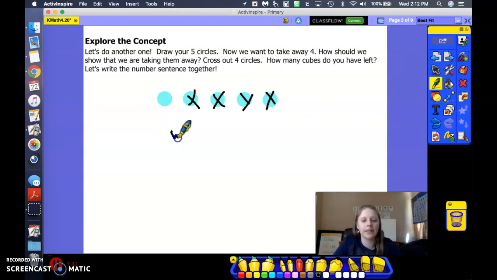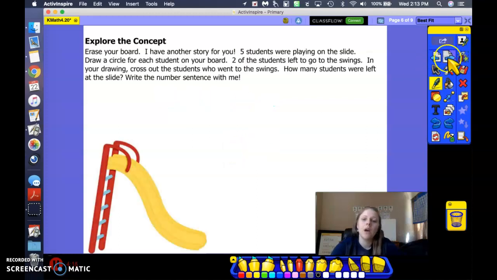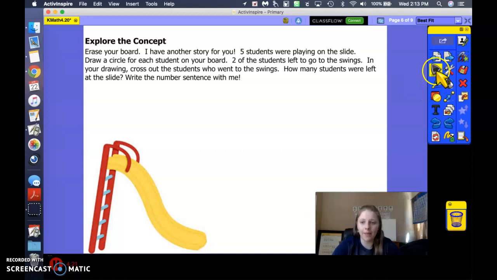Now, to write our number sentence, we need to start with how many we had all together. Yes, even counting the ones that have an X on them, we need to count those because we started with them before they were taken away. So all together, we have 5. Now count how many did we take away? Well, the ones with X's. 4 equals how many are left? 1. Good job. 5 take away 4 equals 1. Great job, friends.